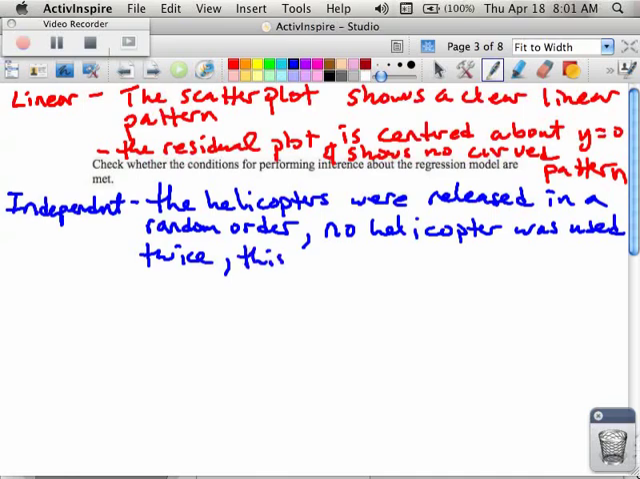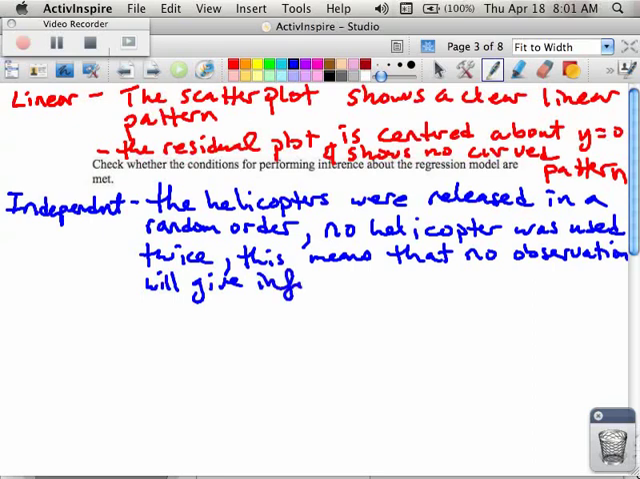This means that no observation will give information about another observation.